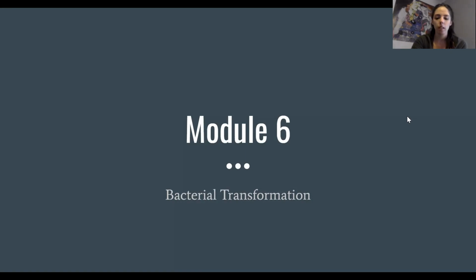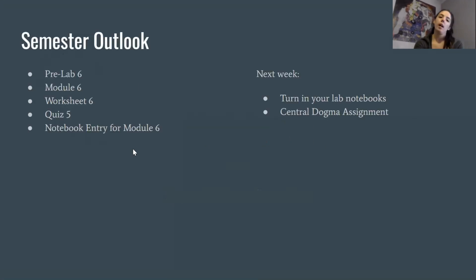So we will begin by talking a bit about what is going to be expected of you for Module 6, and then I'll lay out what you need to prepare for the next and final lab. First being pre-lab 6, you should have this completed in your laboratory notebooks. You don't have to email me images of this. You'll be turning in your lab notebooks next week, so I can check to see if it's completed at that point.